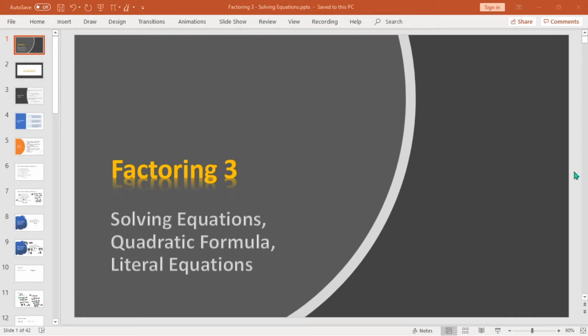We have a lot of content to cover for class 3. We're going to do all of the solving equations with or without fractions. We're going to look at using the quadratic formula as well as investigate literal equations, which is just rearranging formulas.